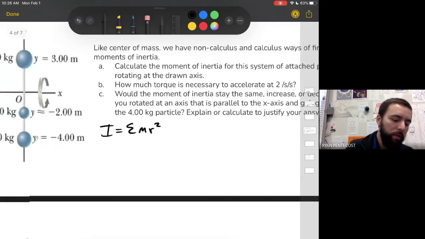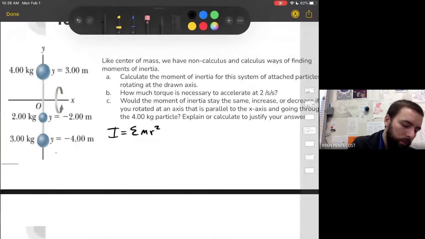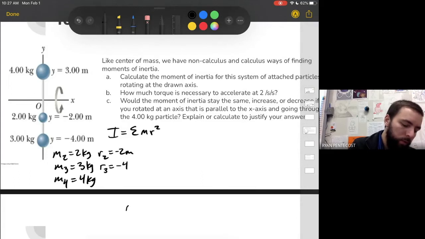So let's take all of the masses. You've got 2, 3, and 4, right? I'll get these in order, right? Let's just call them mass 2, mass 3, and mass 4 for simplicity. Mass 2 is 2 kilograms. Mass 3 is 3 kilograms. Mass 4 is 4 kilograms. But their radii are different, right? Radius for 2 is -2 meters. Radius for 3 is -4 meters. And radius for 4 is +3 meters.